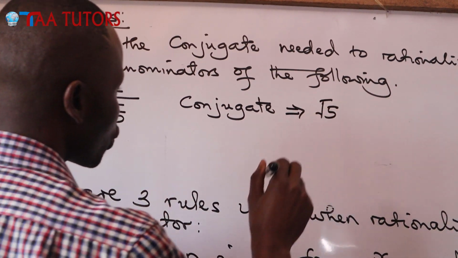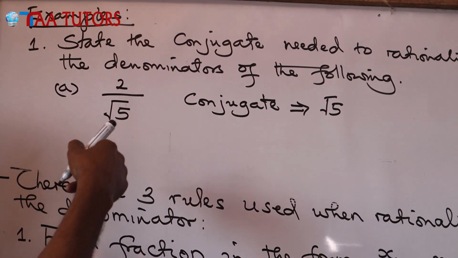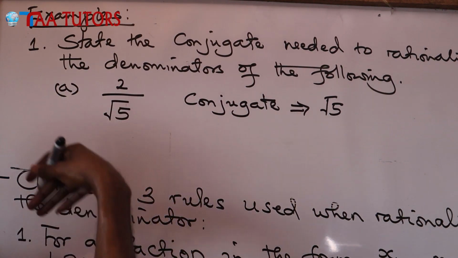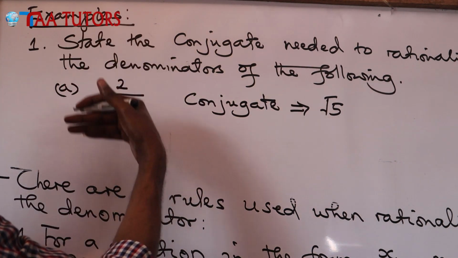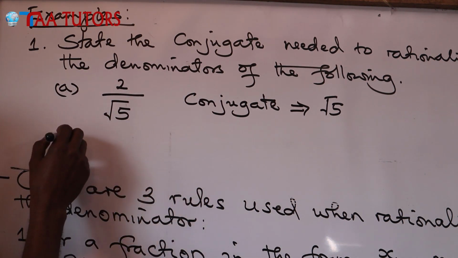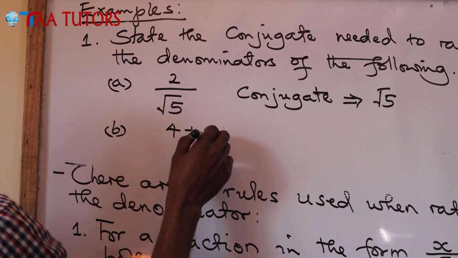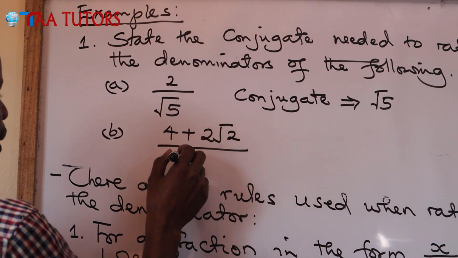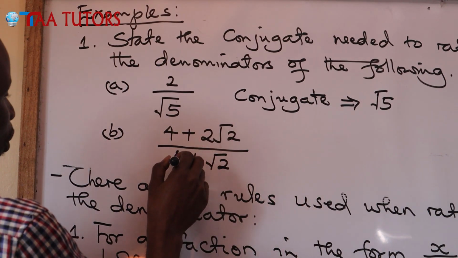So we are sure that if you multiply the numerator by the same number, and the denominator by the same number, you are sure. You are not sure to remove it on the numerator, we don't care about that, but we are caring about the denominator must not be an irrational number or a surd. B, if you have 4 plus 2 surd 2 divided by 1 plus surd 2.